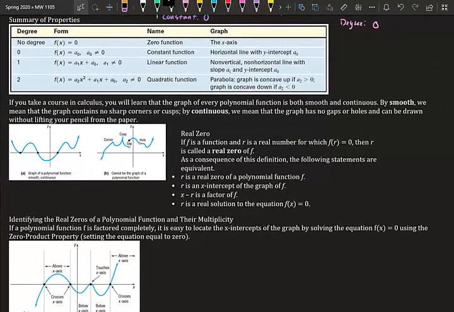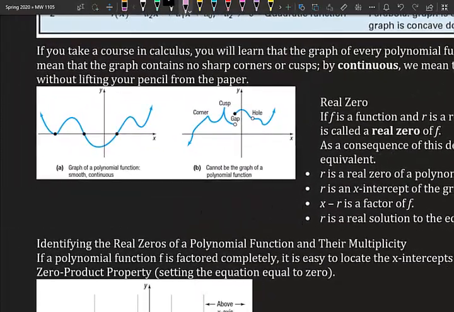All right. Speaking of calculus, when you get to calculus, if you do, you're going to learn how to graph every single type of polynomial function there is. So polynomial functions are smooth and continuous. By smooth, we mean that the graph contains no sharp corners or cusps. By continuous, we mean that the graph has no gaps or holes and can be drawn without lifting your pencil from the paper. So the difference is smooth. You see the left one, part A? You see how that's nice and smooth? It flows. But B, that doesn't flow. It has a crazy corner and a cusp, and it has a hole and it has gaps. That's not smooth.